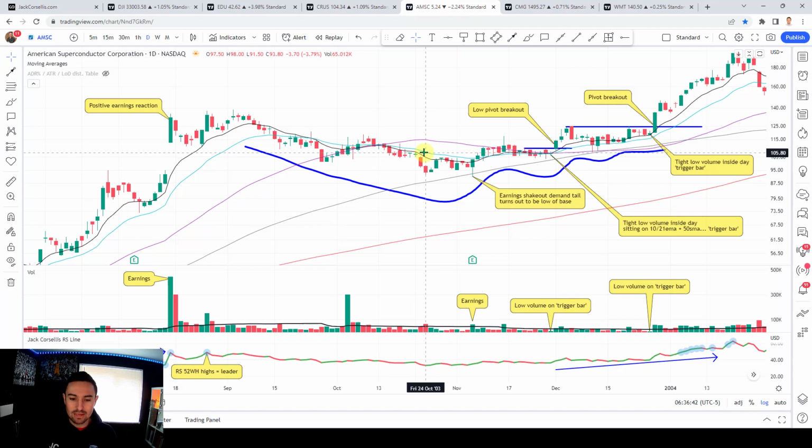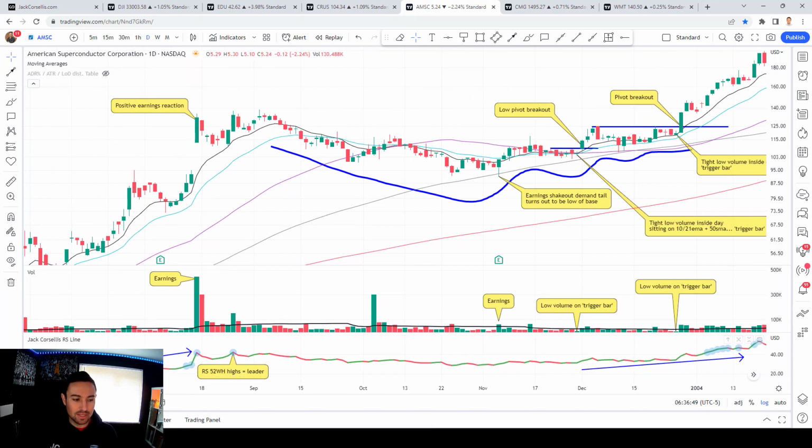So we're back in 2003, 2004 here. So bigger base forming here, positive reaction to the earnings. The stock is a leader before actually going into the base. See these 52-week highs coming through here? That is really good to see.